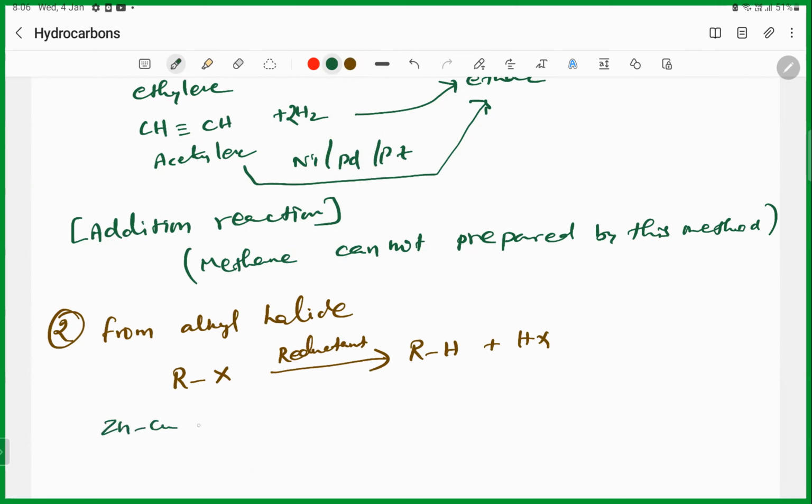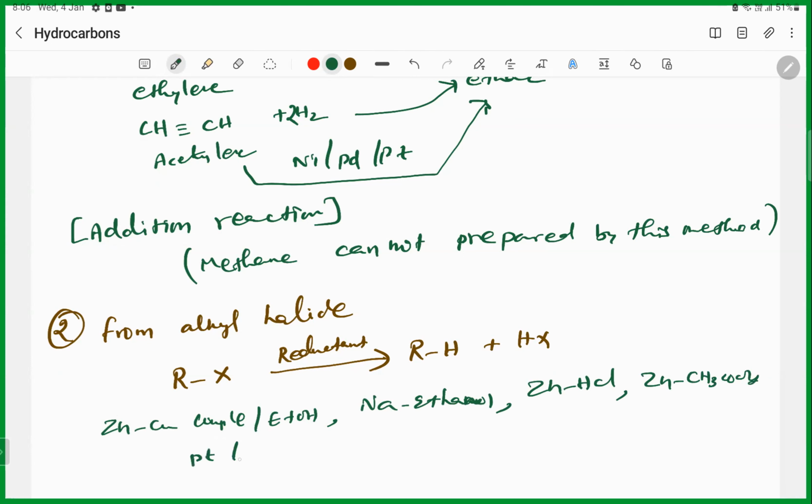We can use zinc-copper couple in ethanol, sodium in ethanol, zinc and HCl, zinc and acetic acid, platinum or palladium or nickel with hydrogen, or aluminum-mercury alloy with ethanol, or lithium aluminum hydride. Anything you take, you will get that.